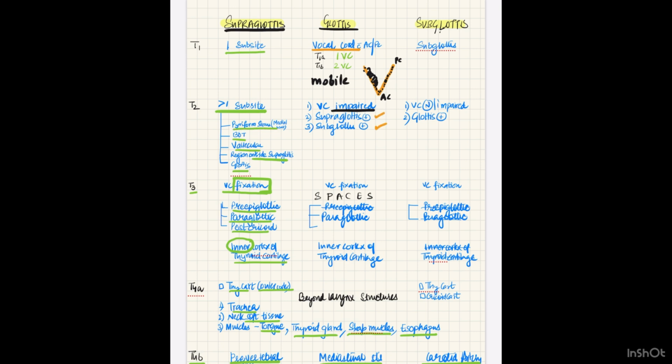Now T3. T3 is same. We have vocal cord fixation. Okay, and some spaces will be involved, like paraglottic space around the vocal cords. Again, thyroid cartilage involved, but only inner cortex. And T4A and T4B will be same. That is, beyond larynx structures will be involved. Beyond larynx, what do we have? We have trachea, neck soft tissues, deep extrinsic muscles of the tongue, thyroid gland, strap muscles, esophagus. T4B again will be same: prevertebral structures, mediastinal structures, and carotid artery.